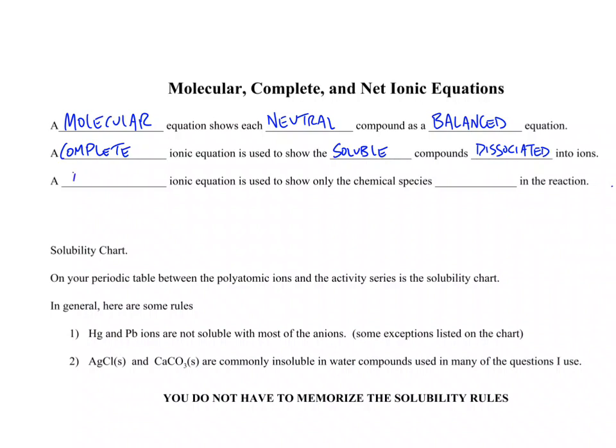And our net ionic equation is the equation used to show only the chemical species that are involved in the reaction. So not everything in a chemical reaction is pertinent to the reaction itself. Some elements, some ions are referred to as spectator ions because they aren't really part of the reaction. They just help the ions that are important get to where they are or do what they're supposed to do. And I'll show you some examples of those.